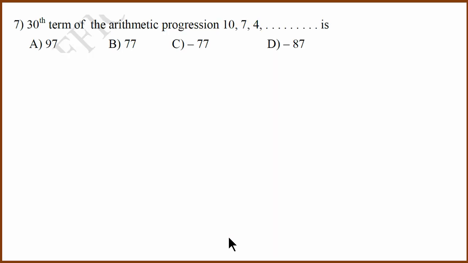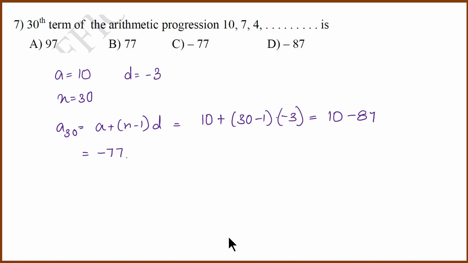The next one, it's a straightforward question. A is given, d is given. Now they ask you to find the 30th term. Here, a, the first term, is 10. d is minus 3 because 7 minus 10 is minus 3. The term that we are supposed to find is the 30th term. Substitute, and you get minus 77 as the answer. Option C is correct.